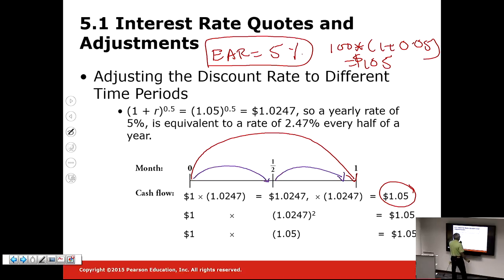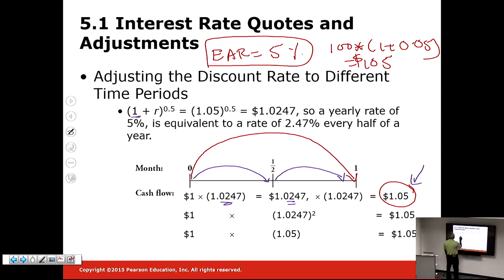What will that be? It is not as simple as dividing the 5 by 2, because that would give me 2.5%. But that's not what we have here. Because if you multiply 1 by 1.025 and then multiply that by 1.025, you will end up with more than 1.05. So how do I calculate the half-yearly interest rate?